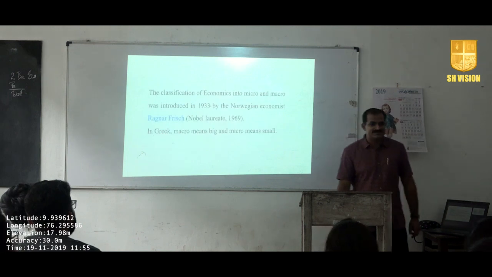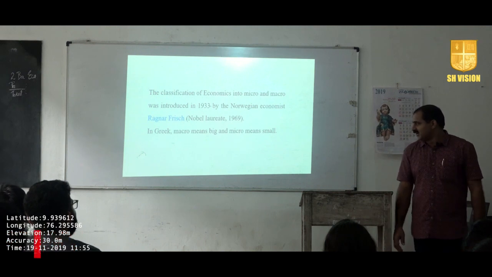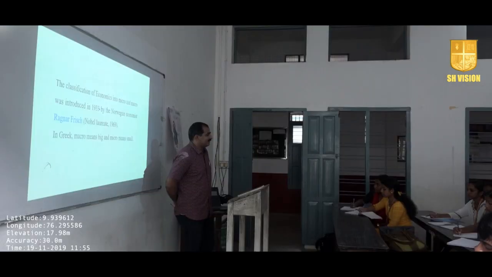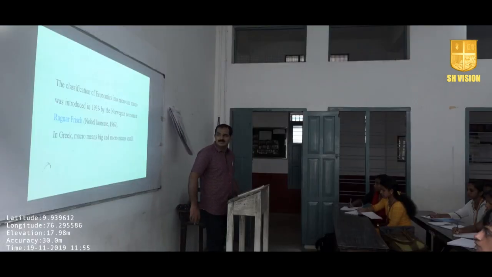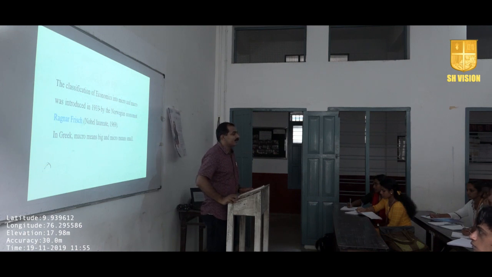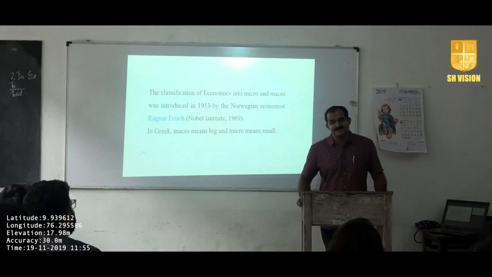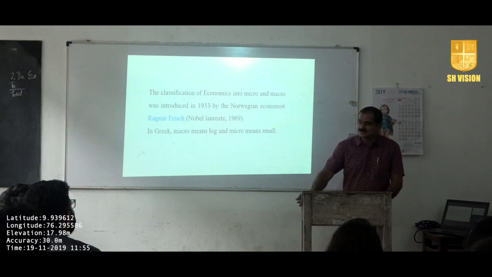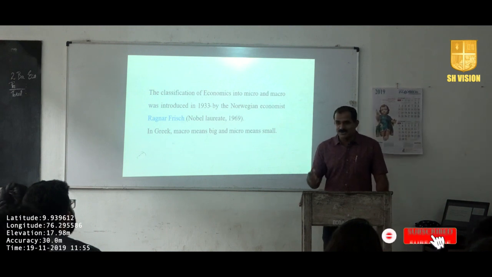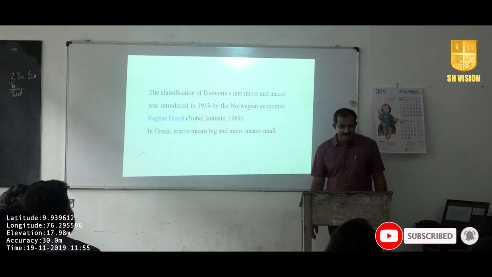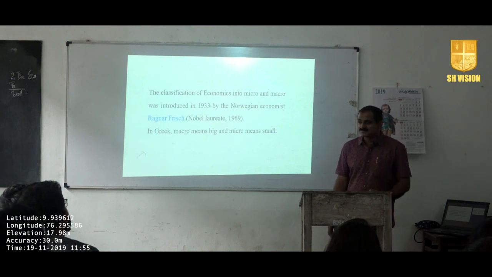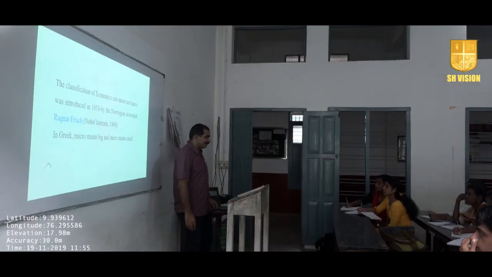Now, as we said in the beginning, Ragnar Frisch is a Nobel laureate in the very first year in which the Swedish Academy began to offer the Nobel Prize for Economics. In 1969, along with Jan Tinbergen, he was awarded the Nobel Prize. And in the year 1933, he differentiated between micro and macroeconomics. Macros is a Greek term, and macro means big, large.